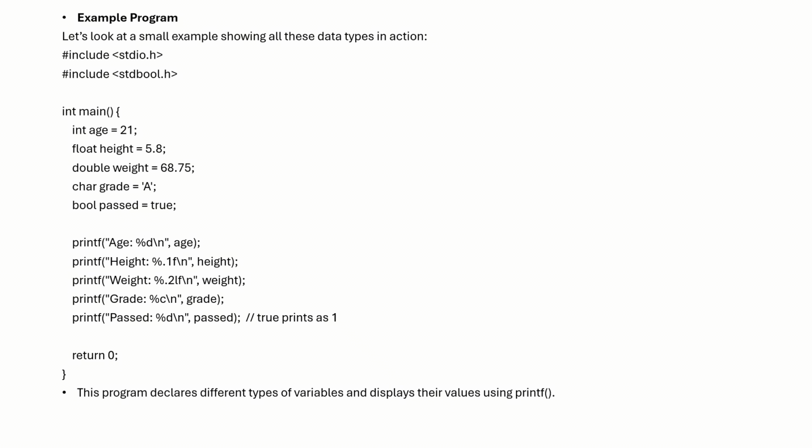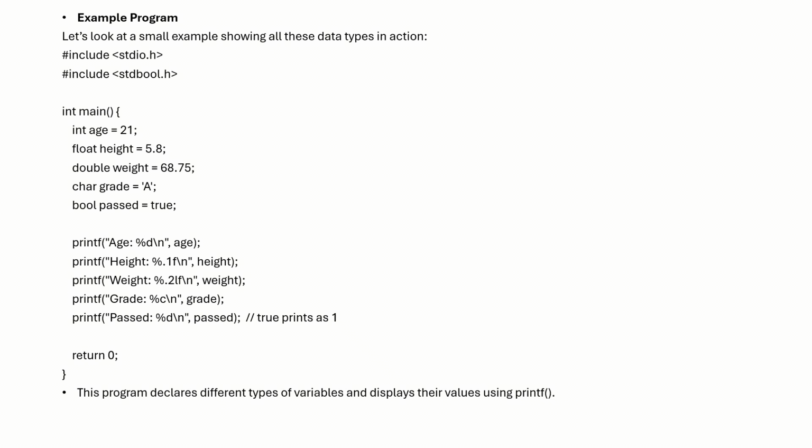Here's a complete program, a small example showing all these data types in action. Here we have the first header stdio.h, second the header stdbool.h. Then we are declaring our main function, int main. Then we declare our first integer, age = 21. Then float height = 5.8. Then double weight = 68.5. Then char grade = 'A'. Then the boolean value, bool pass = true.